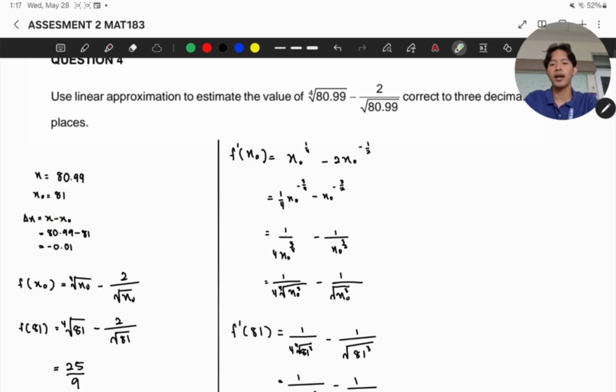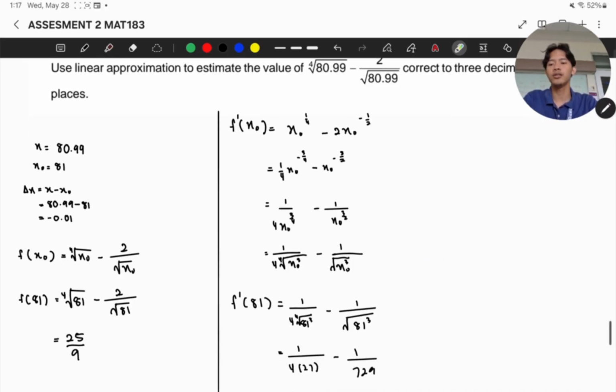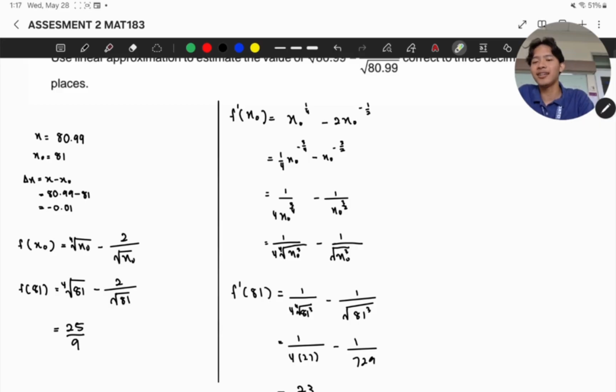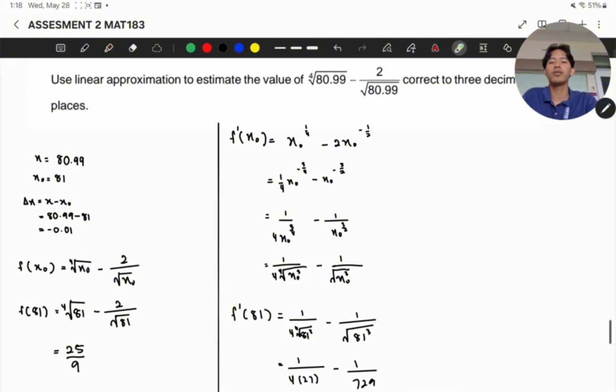How to find delta x? x minus x sub 0. And the answer you can get is negative 0.01. Then find the f of x sub 0. From this equation, we have to substitute x sub 0. So we got this equation. Then substitute the value of x sub 0, which is 81, inside the equation that we get from here. So we've got this, then calculate. So we have this value. After that, we have to find f prime of x sub 0.